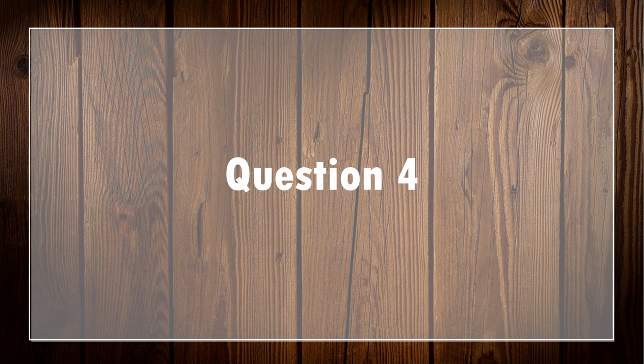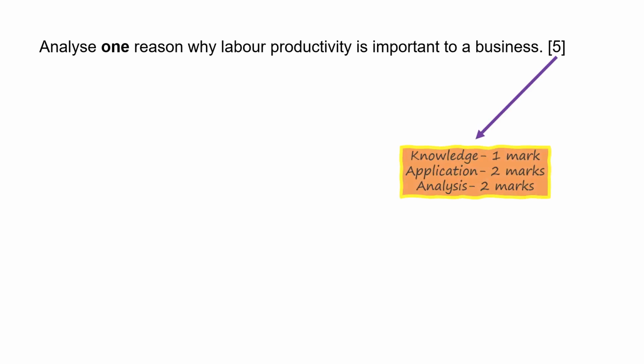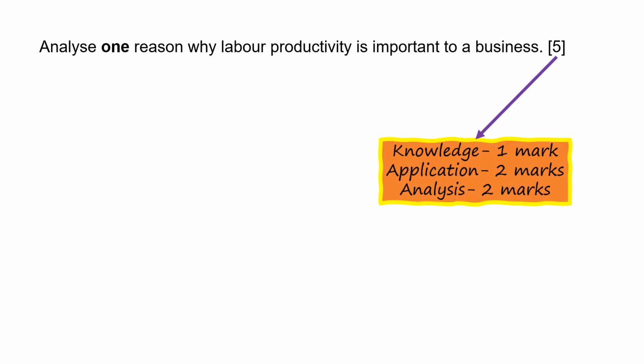in paper 1, section E. The last question. Just to remind you that we will have only one question, and the mark allocation is 5 marks. Analyze only one reason why labor productivity is important to a business. The 5 marks question is divided into 3 parts. The first one, knowledge, 1 mark. Application, 2 marks. Now we have another skill, which is analysis, 2 marks. A total of 5 marks.